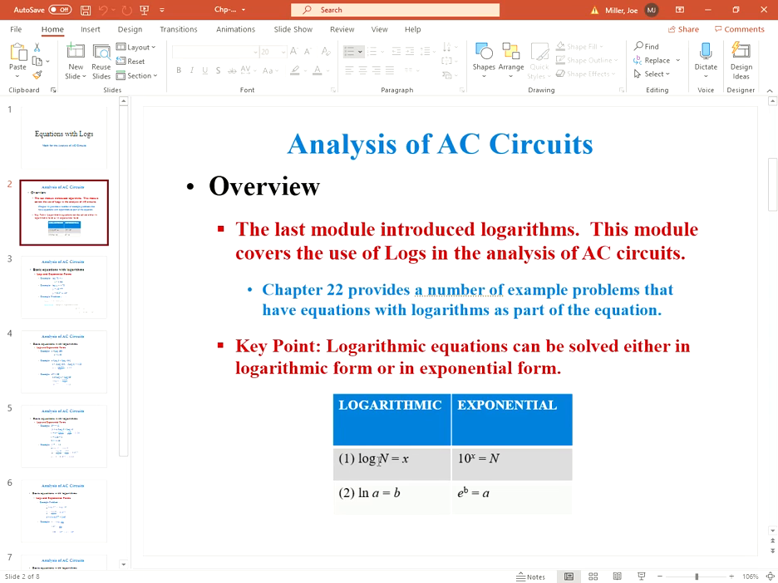Example 1, log n equals x. That same problem expressed in exponential form would be 10 to the x equals n. Or let's take a look at this. Natural log of a equals b, or in exponential form it'd be e to the power of b equals a.